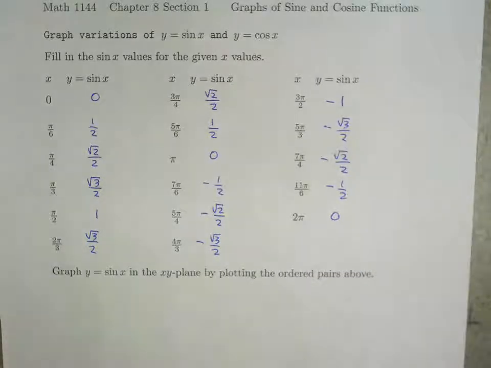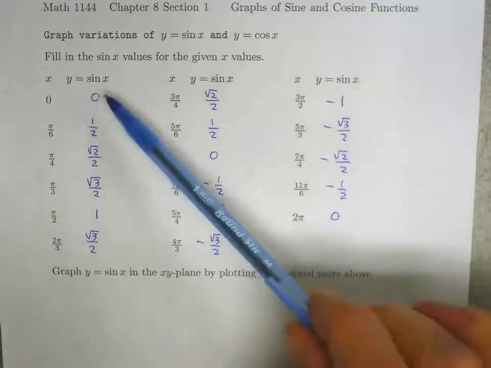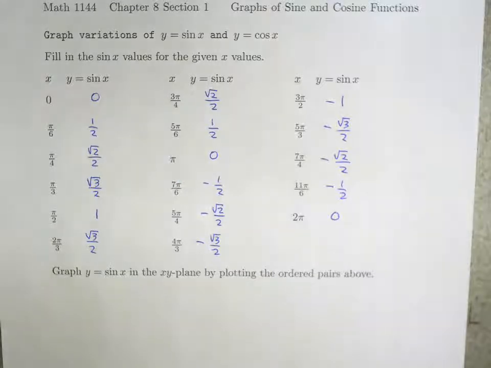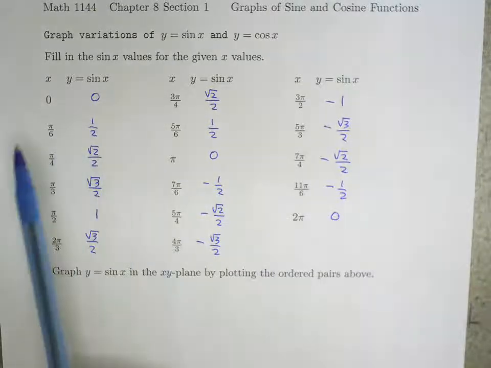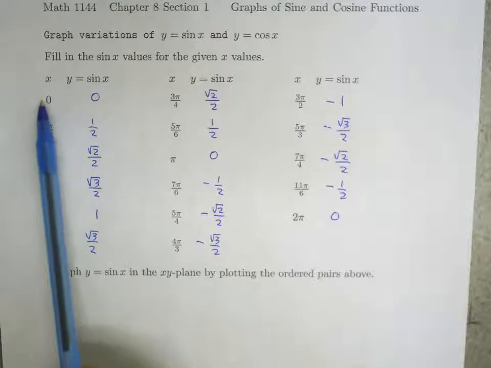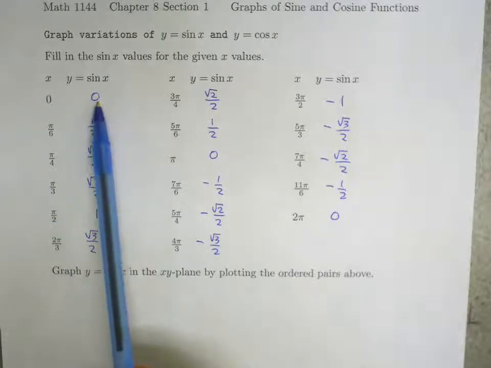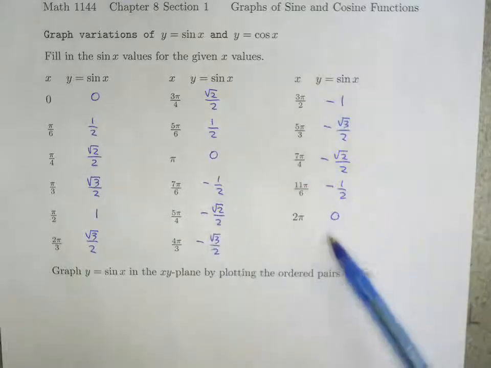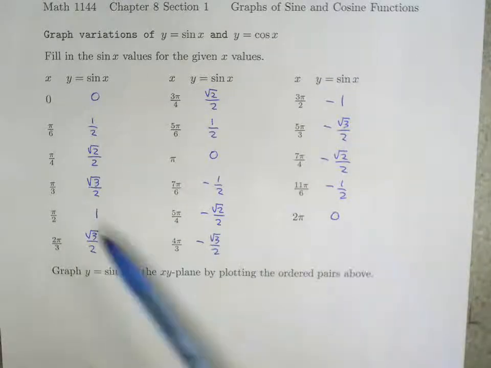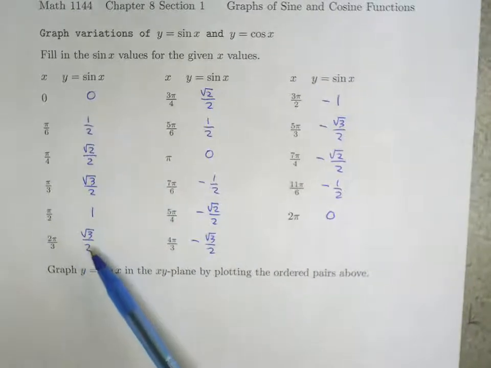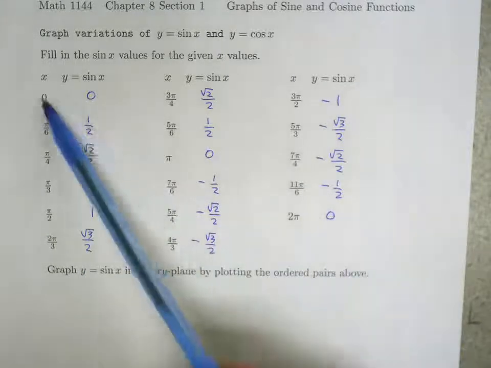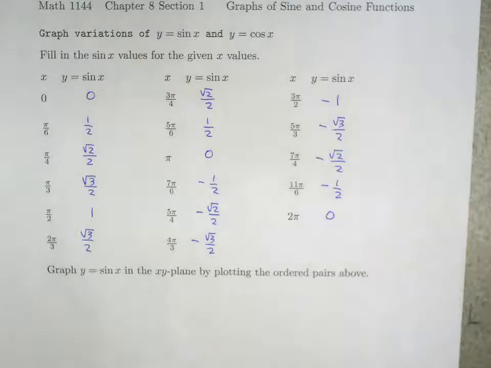A few minutes ago, it was mentioned that the period for sine of x is 2 pi. So when x is 0, sine of 0 is 0. And then one complete period, involving both positive output values and negative output values and getting back to 0, is 2 pi radians.